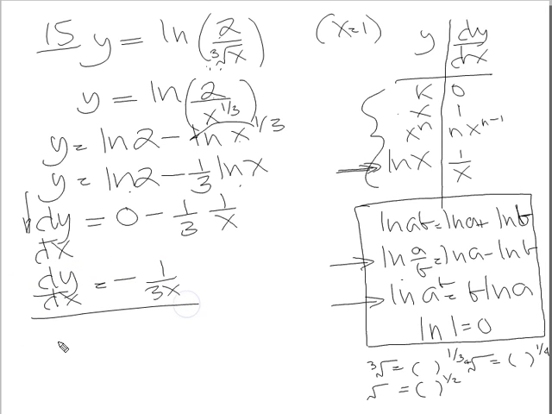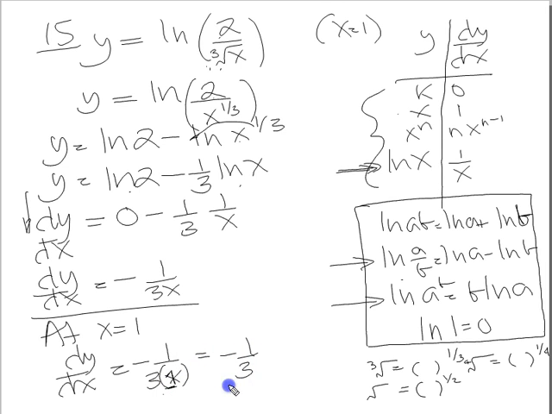There we go. Input the value 1. So we've got dy/dx equals minus 1 over 3x. We're going to input the value 1 on the right hand side. 3 lots of 1 is 3, so we get minus 1 over 3. There we go. That's the answer. Number 15 is completed. Let's move on to the next one now then, yeah? Great.